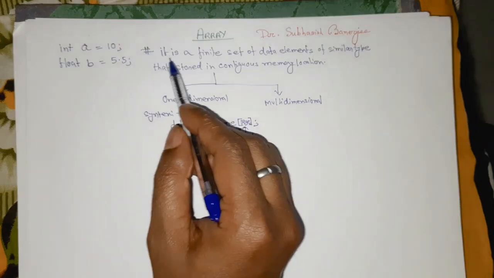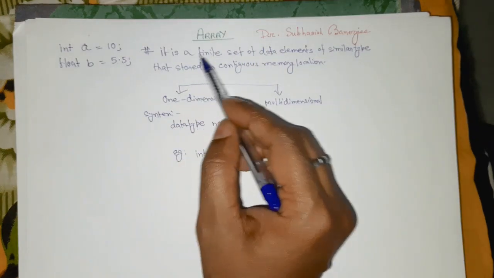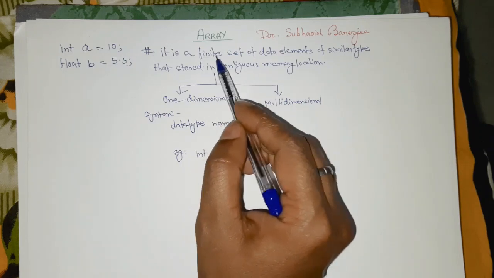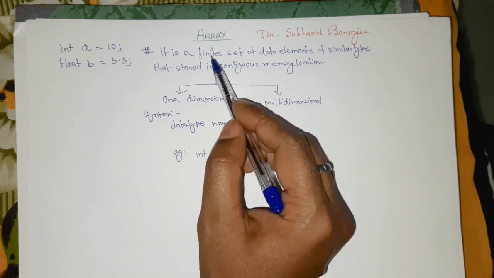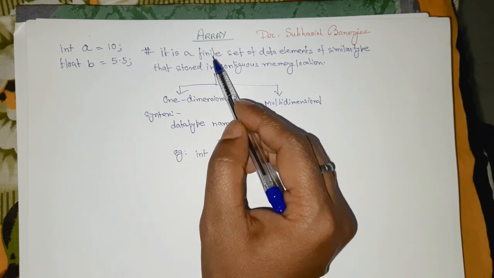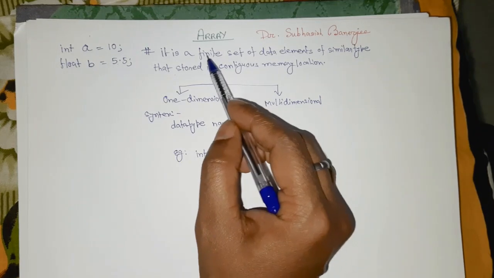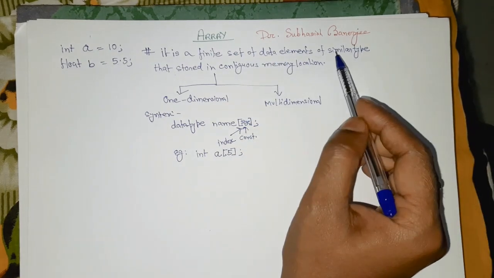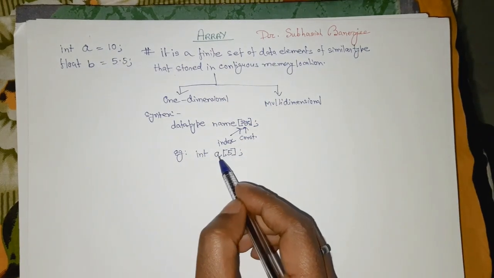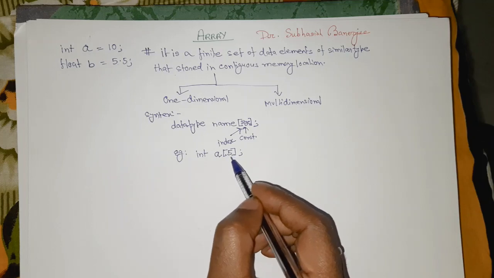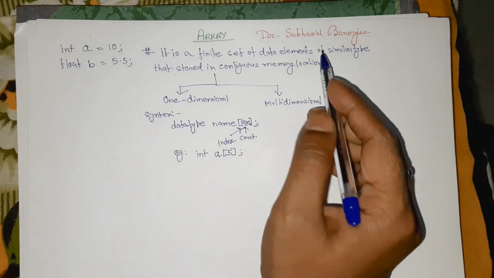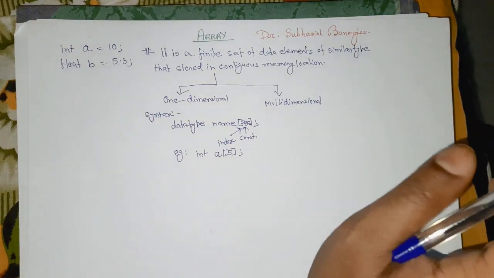As per the definition, an array is a finite set of data elements. Definitely it is finite, because we cannot say any array can hold an infinite number of elements, because infinity does not exist in any program. So there should be a finite set of elements. Definitely they are of a similar type. So if I declare an array of a specific size with an integer data type, this array is capable of storing only integer type values, not others.